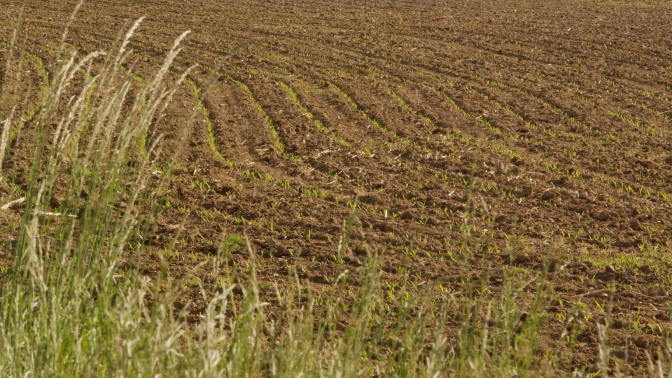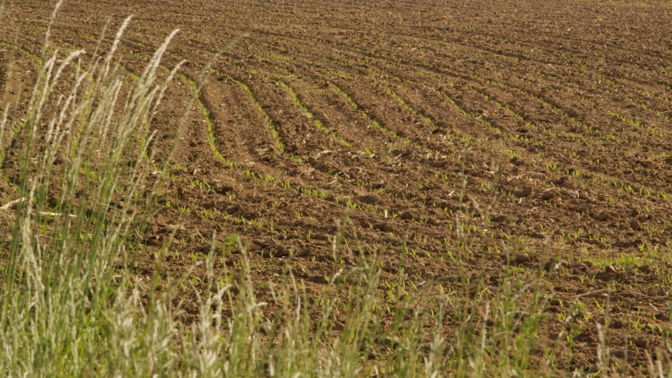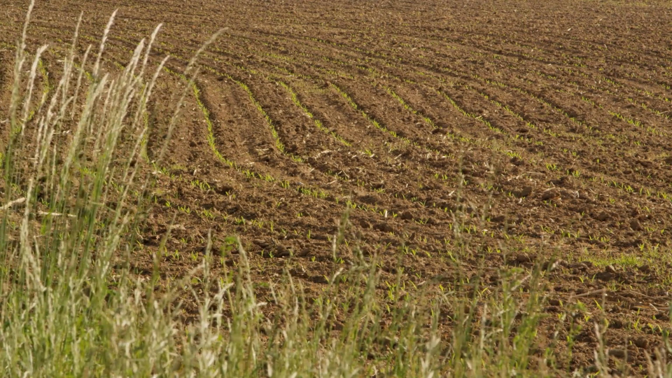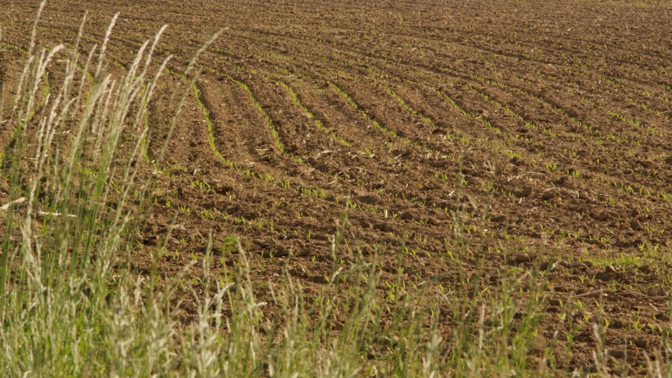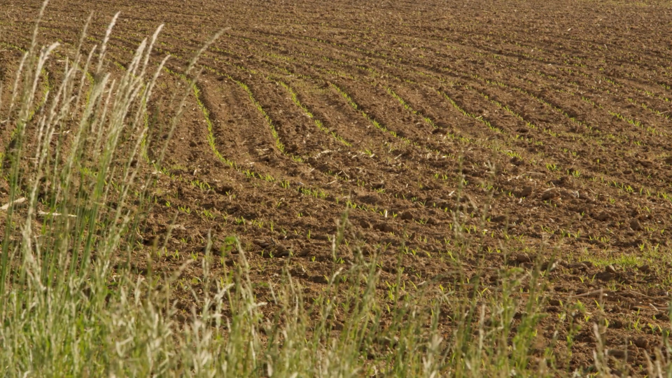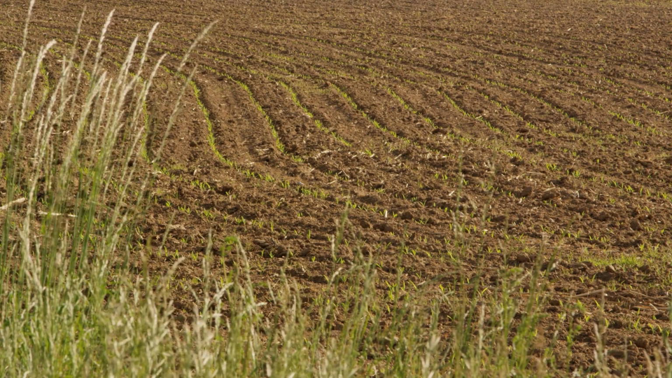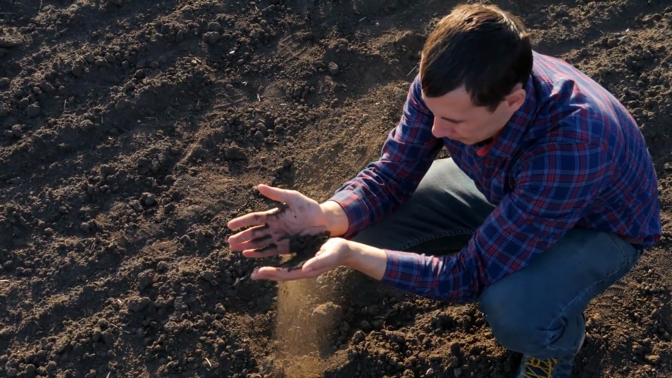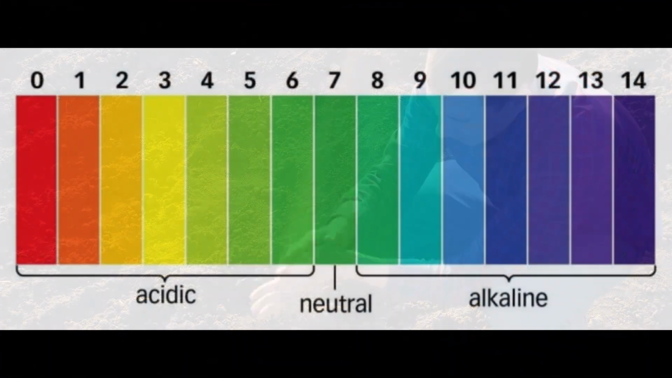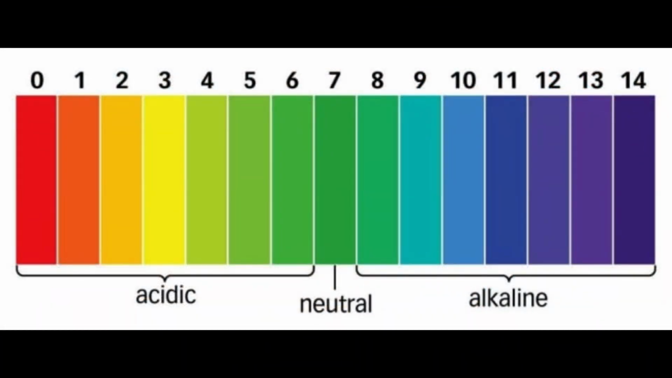Soil pH is a measure of the acidity or alkalinity of the soil, indicating the concentration of hydrogen ions in the soil solution. It is an essential factor that affects the availability of nutrients to plants and influences their growth and development. The pH scale ranges from 0 to 14, with 7 being neutral. Values below 7 are considered acidic, while values above 7 are alkaline.